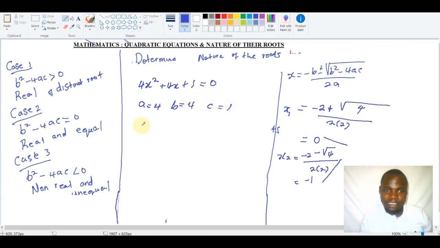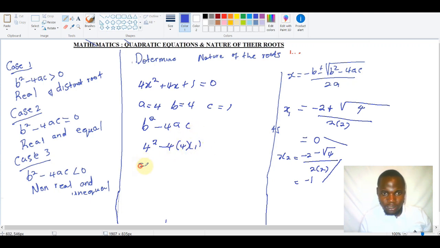Let's determine the discriminant. Remember, the discriminant is what is under the root in the quadratic formula. Our discriminant is b squared minus 4ac, right? So let's evaluate this discriminant. So what is our b? Our b is a 4. Then you square that, minus 4 times 4 times 1, because a is 4 and c is 1.